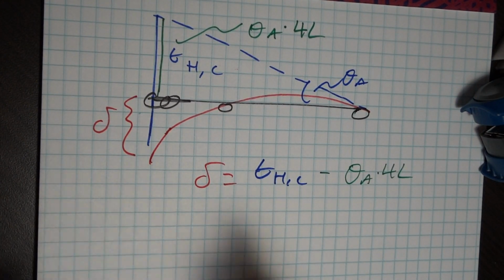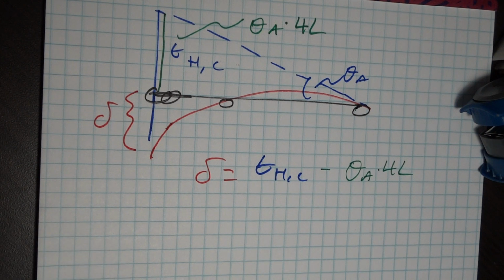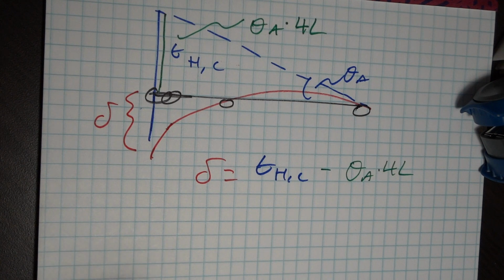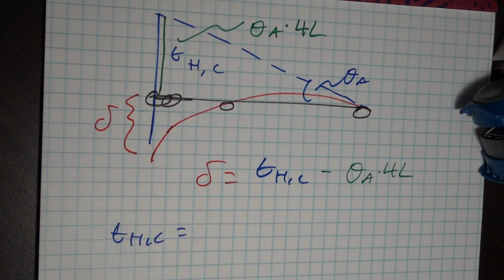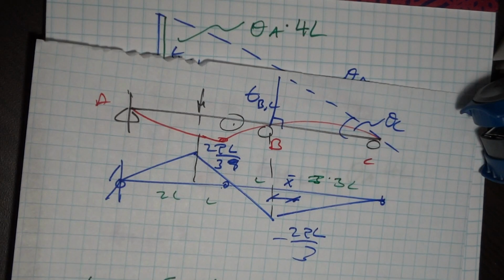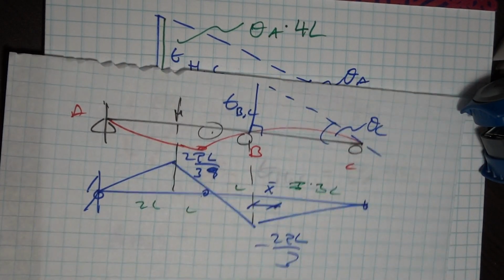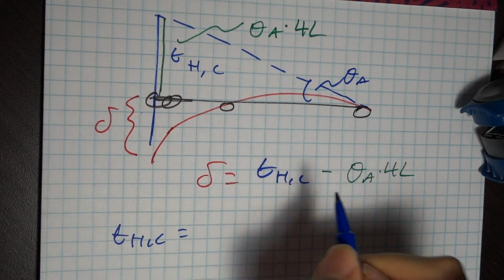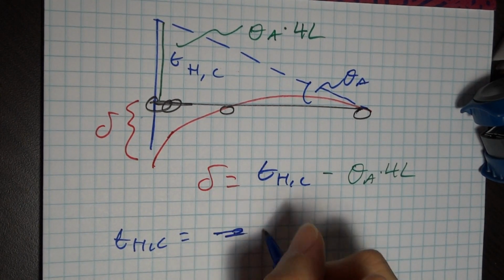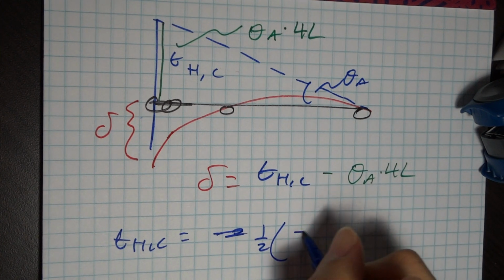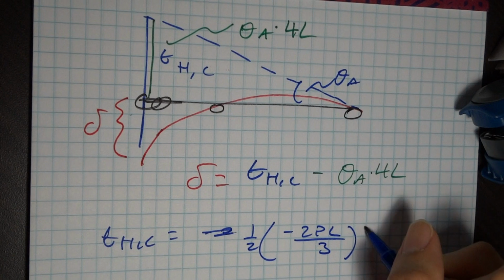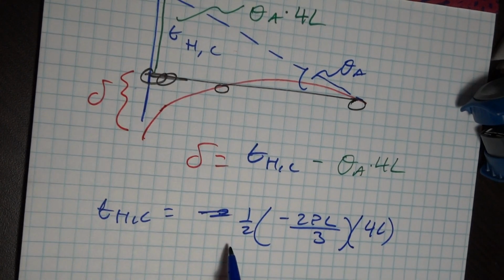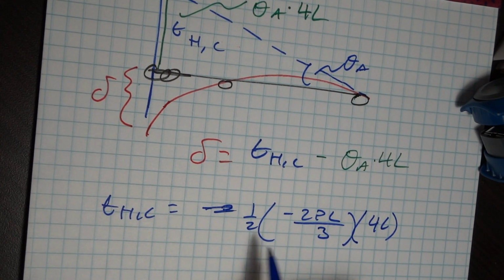How do I find, and again I'll go over THC very quickly for you guys here. THC is equal to, what was my moment diagram again? What is the area of this triangle? The area of the triangle is 1/2 times negative 2PL on 3 times 4L now. 1/2 base times height. 1/2 height times base.